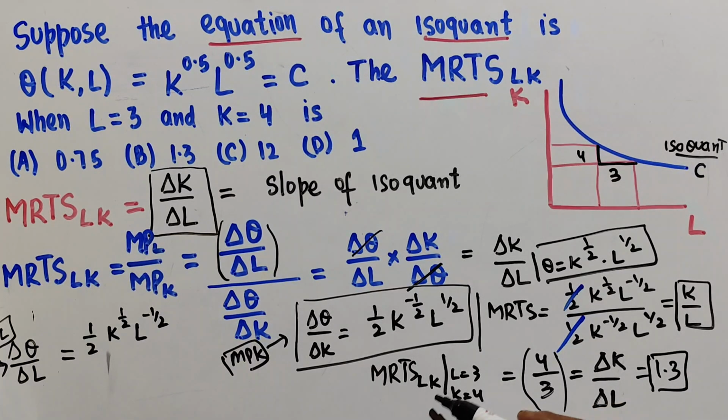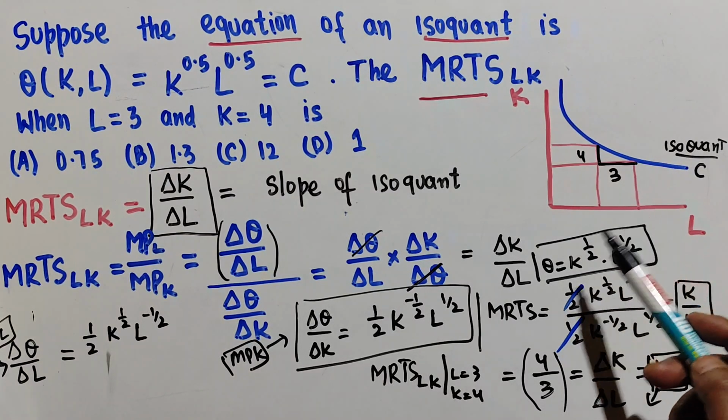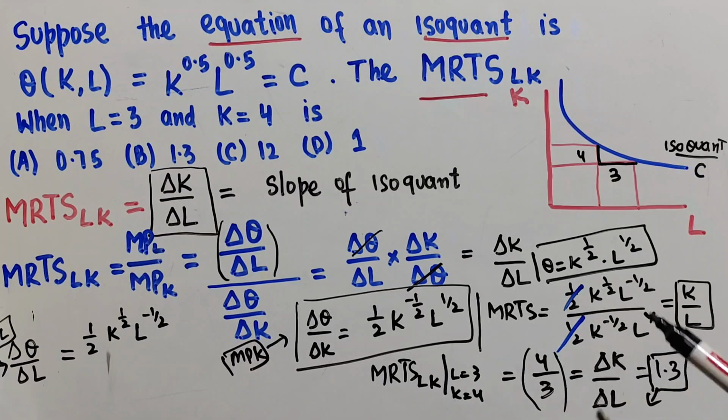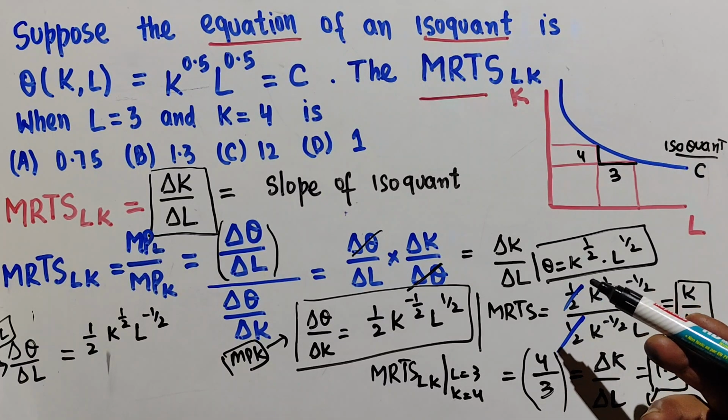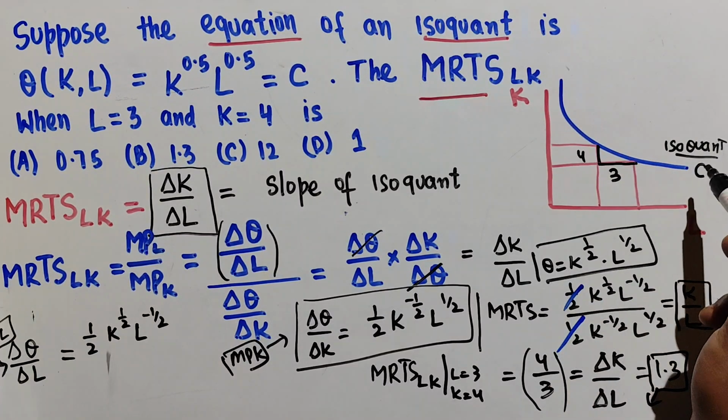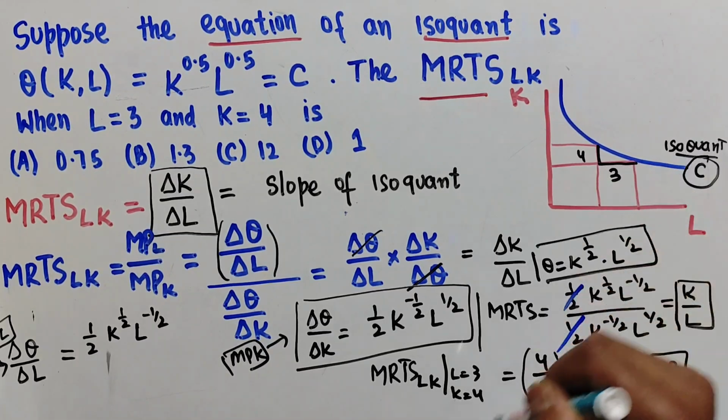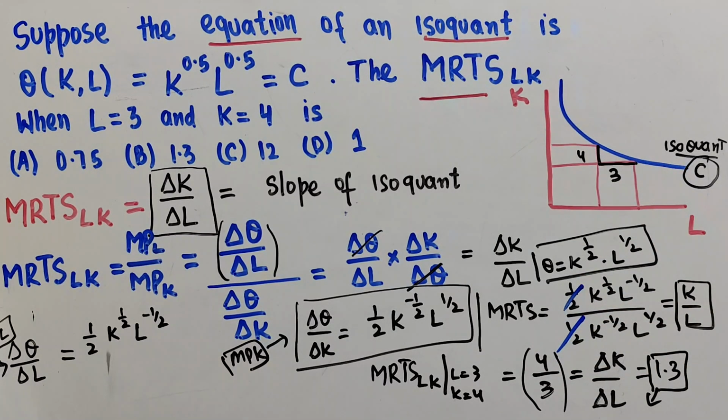It simply tells us that when we get MRTS equal to 1.3, if we want to interpret it, we need to sacrifice 1.3 units of capital for one additional unit of labor to maintain the same level of output. Okay, I hope I made myself clear in this video. Thank you.